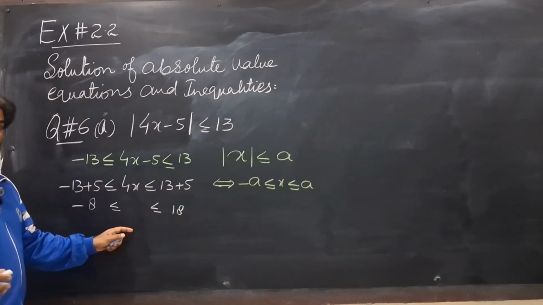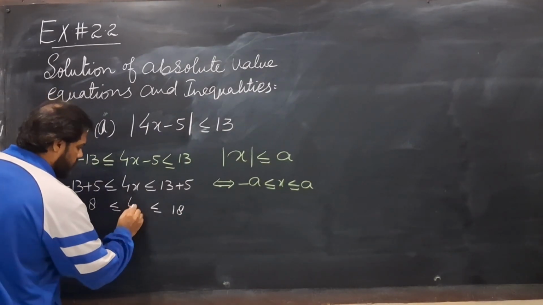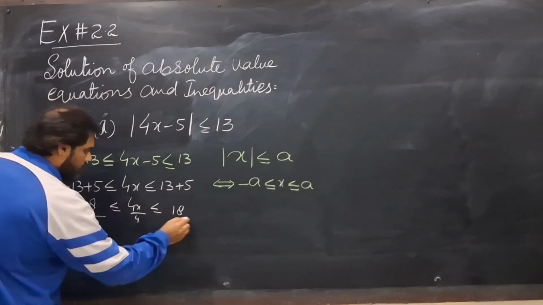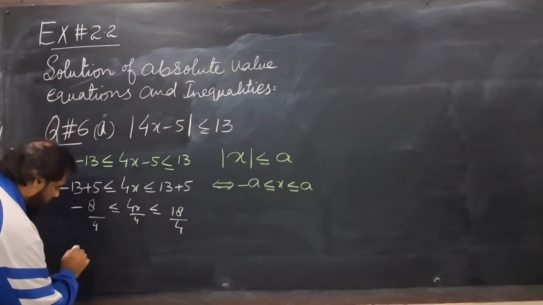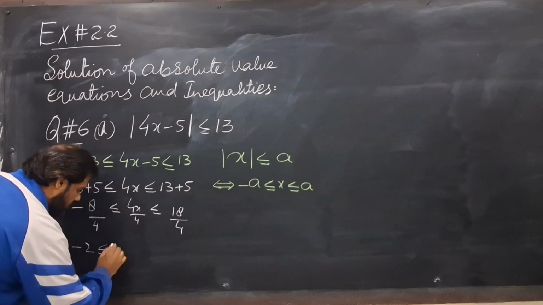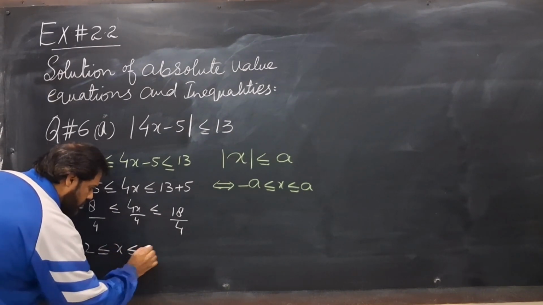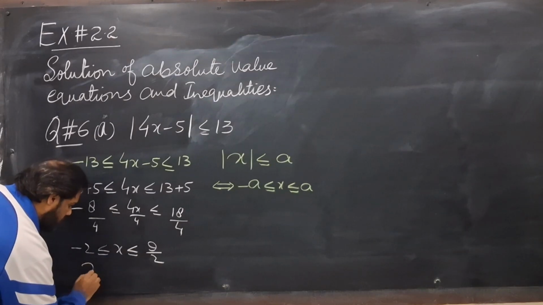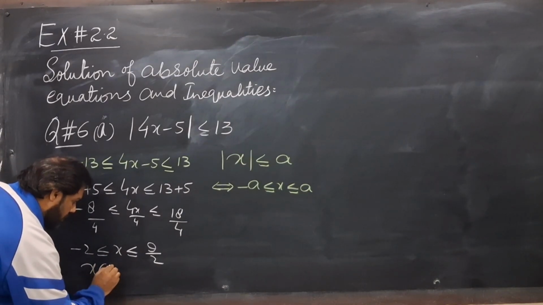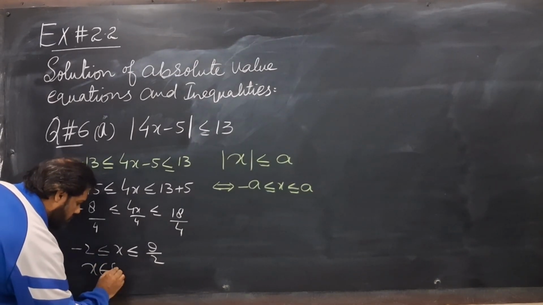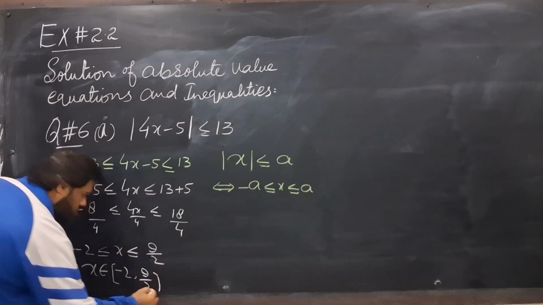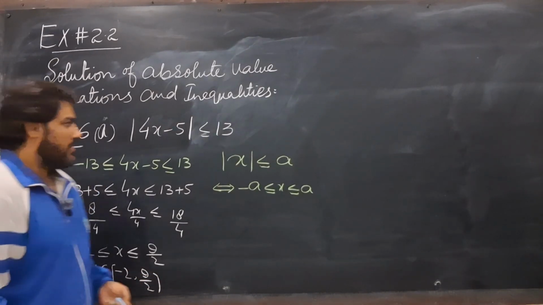Next, dividing by 4 on both sides, this gives 4x over 4, minus 8 by 4, 18 by 4. This is minus 2 less than or equal to x, x less than or equal to 9 over 2. So the solution set of this inequality is all those real numbers that lie in the closed interval minus 2 to 9 by 2. So this is the solution of this inequality.